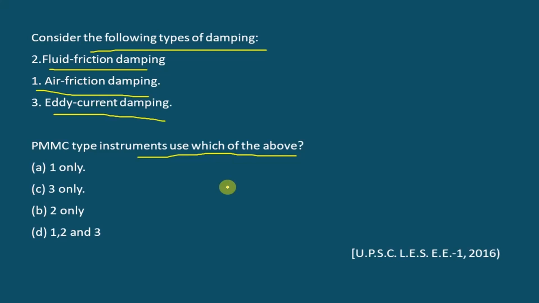Whenever there is a strong magnetic field, we always use the eddy current damping. So the answer will be this one, 3 only. Eddy current damping is used. And you can clearly remember that air friction damping is used where there is weak magnetic field. So this is used in the moving iron type instruments. Let's go to the next question.